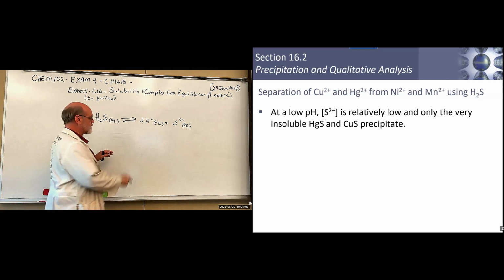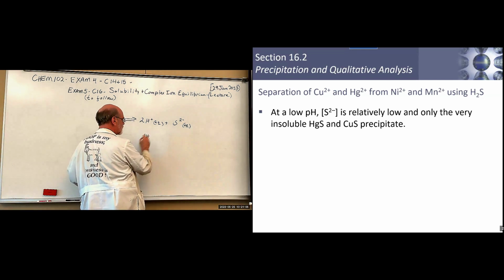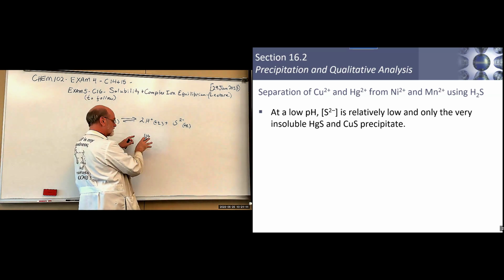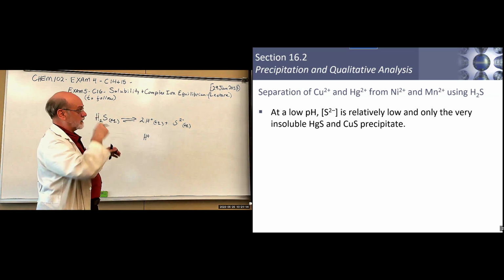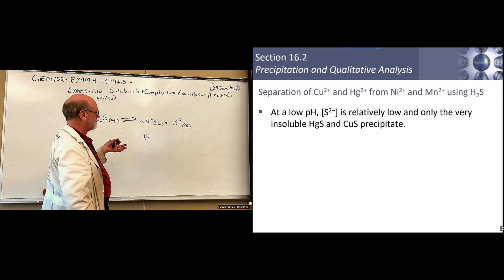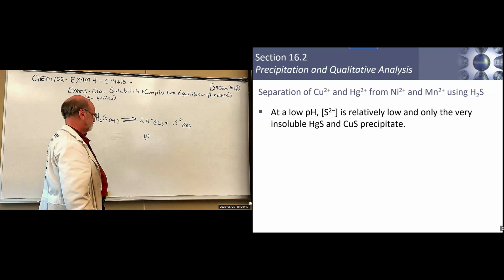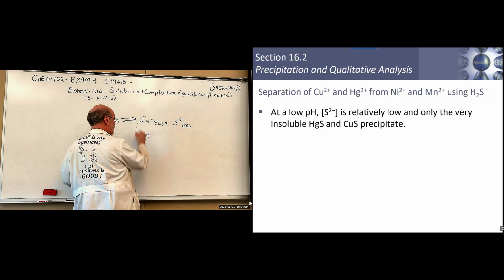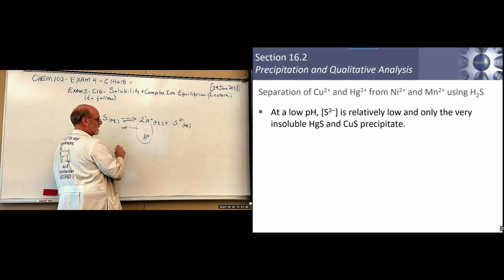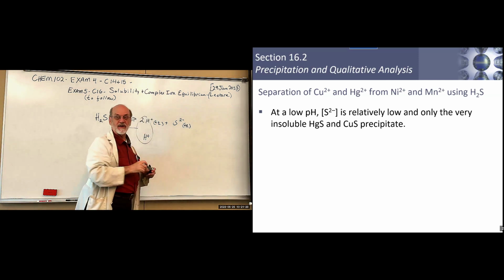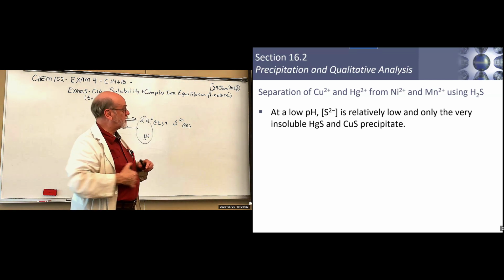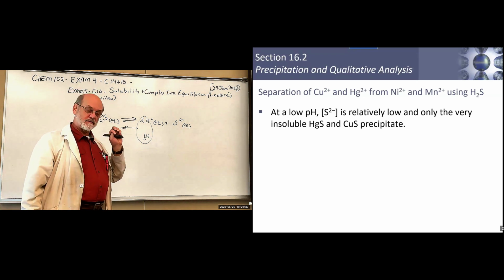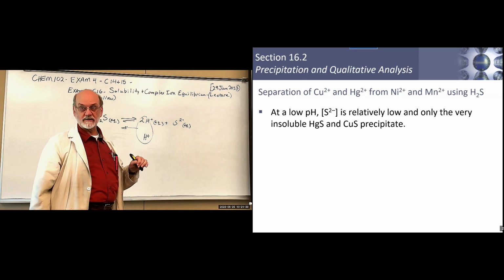So the way we do that is we acidify the solution. We make sure that we've got plenty of hydrogen ions in there. So if we add hydrogen ions to this solution, say with nitric acid, which would probably be best, then that's going to drive this reaction to the left, right? And produce very small amounts of sulfide ions. And that will take out the least soluble compounds, mercury 2 and copper 2 sulfides.